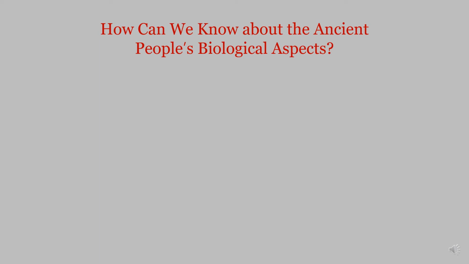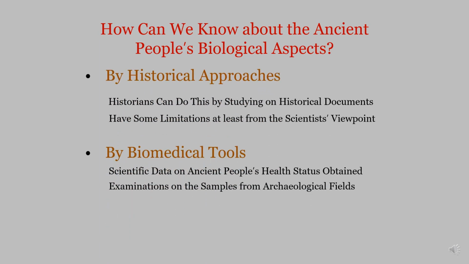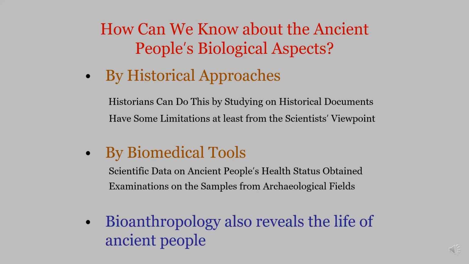How can we know about the ancient people's biological aspects? There are two different ways: by histological approaches and by biomedical tools. And bioanthropology also reveals the life of ancient people by scientific techniques.